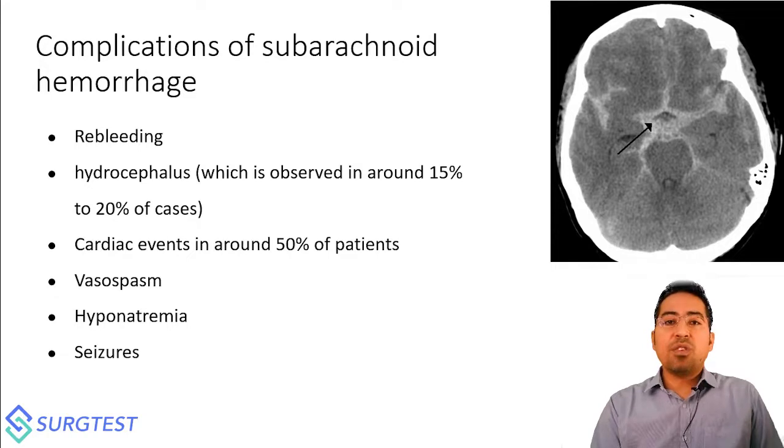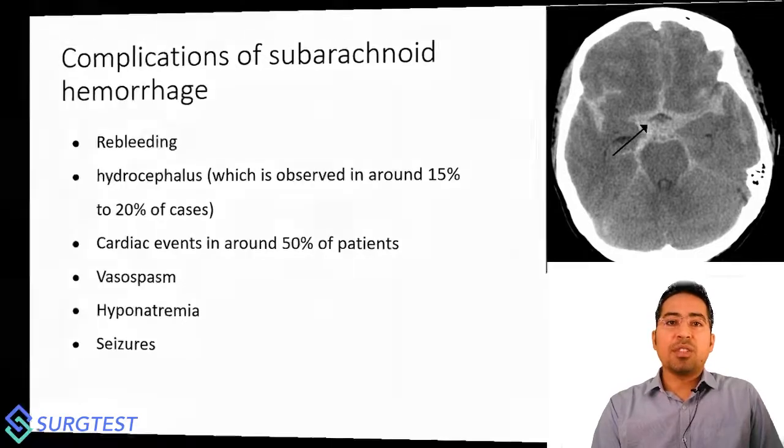Then the patient can also have concomitant cardiac complications and myocardial infarction in case of subarachnoid hemorrhage. Cardiac events are seen in around 50% of the patients. Then they can have vasospasm, hyponatremia and seizure. So these are all complications which are associated with subarachnoid hemorrhage.